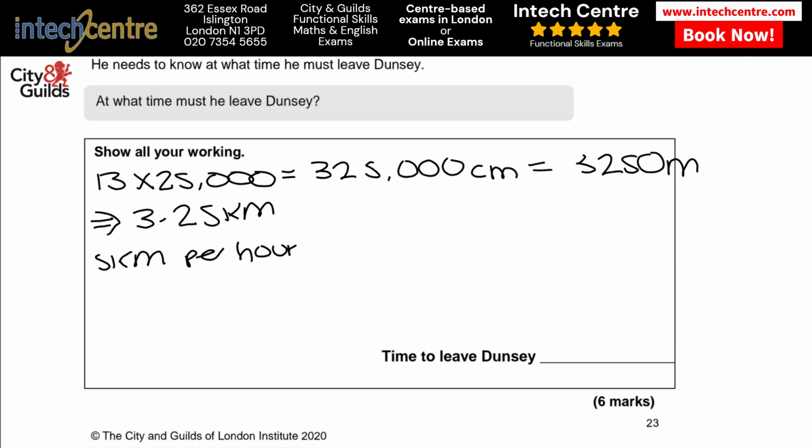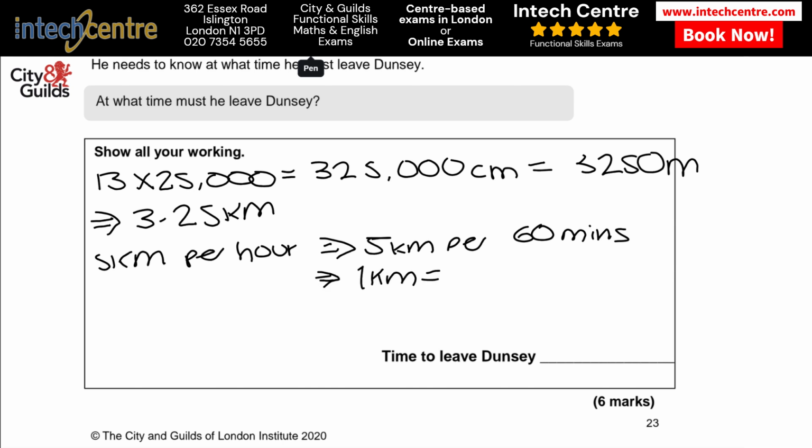Now, we were told that he's traveling 5 kilometers per hour. Now, transfer this into minutes if needed. That's 5 kilometers per 60 minutes. Now let's figure out 1 kilometer. Well, if 5 kilometers is 60 minutes, 1 kilometer is equal to 60 divided by 5. So that's 12 minutes. We can see here that he's traveling 3.25 kilometers. So what we do is 12 times 3.25, and that will tell us how many minutes it will take to travel this far. So 3.25 times by our 12 minutes gives us 39 minutes.